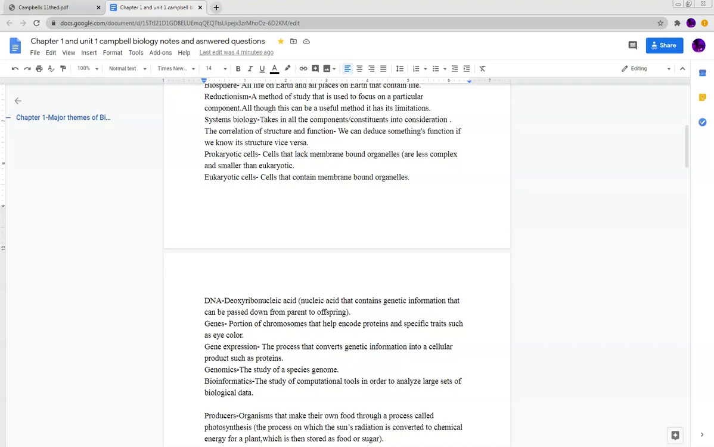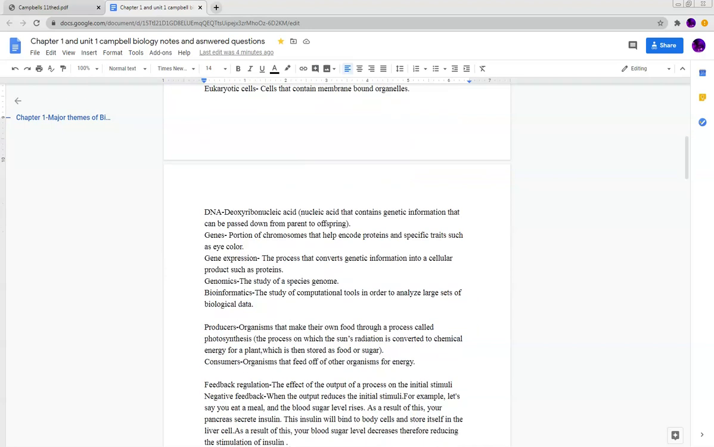So genomics. Genomics is pretty suggestive, just the study of a species' genome. And then bioinformatics is basically the study of computational tools like computers, which store and analyze large sets of biological data. So pretty suggestive as well.